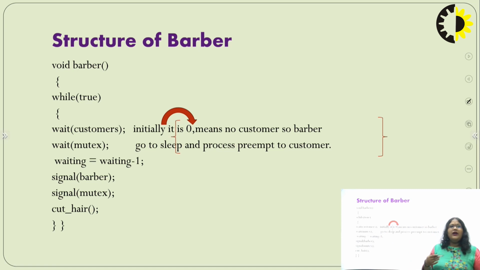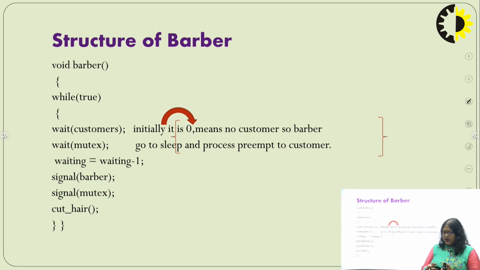While true means we always stay in the repetitive loop. Wait customer means initially the customer value is 0. That means there is no customer. So the barber goes to sleep and the process is preempted to the customer. Wait customer means we just decrement the customer, because the value of the customer is 0. So at this time it is in the blocked state. The barber is blocked because there is no customer.